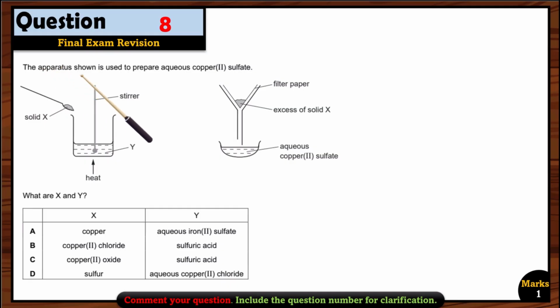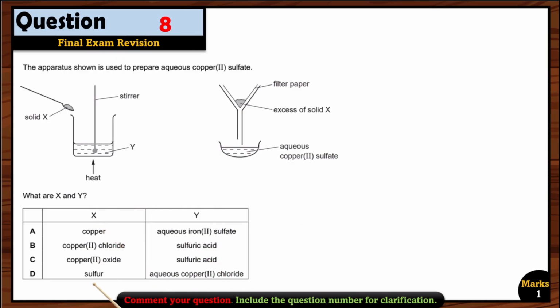Okay, let's see the next question. The apparatus shown is used to prepare aqueous copper sulfate. What are X and Y? If you see, the solid X is a reactant here. And the product is soluble, right? But we are using the excess of solid method, so it means our reactant X is insoluble. So we have to find the reactant that is insoluble. Copper cannot be the answer over here because we are producing the copper sulfate here, and with sulfuric acid, copper doesn't react. Remember that copper doesn't react with acids.